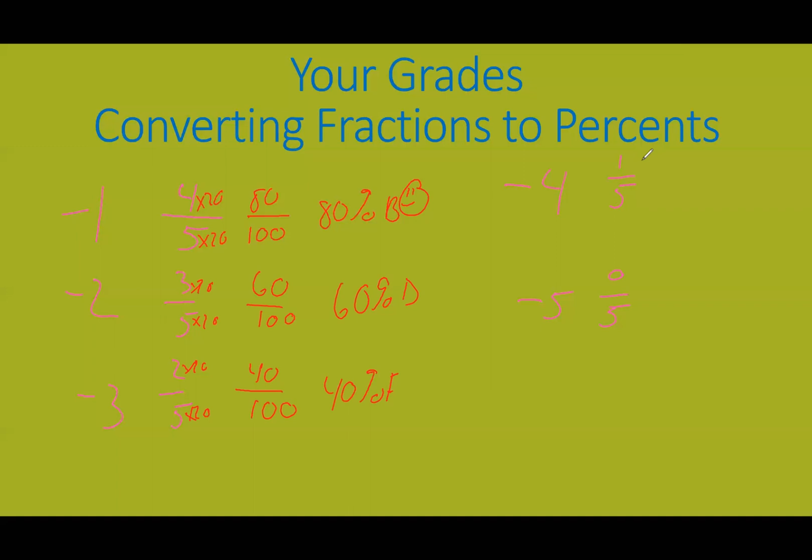Here, 1 out of 5, 5 times 20 is 100. 1 times 20 is 20. You've got a 20%, which is an F. And then, of course, a 0%, which is the lowest F you can get. So if your assignment has 5 problems, the only way you're going to get a passing grade is if you get an A+, which is 0 wrong, or a B, which is 1 wrong, or a D, which is 2 wrong. Everything else is going to be an F.